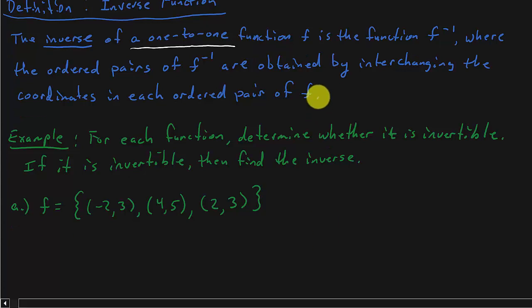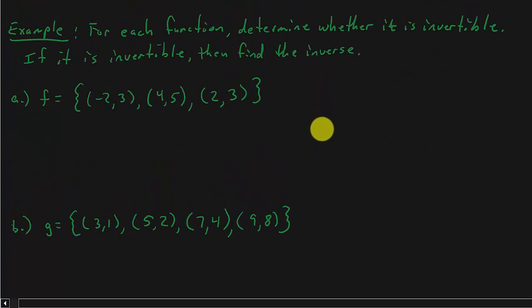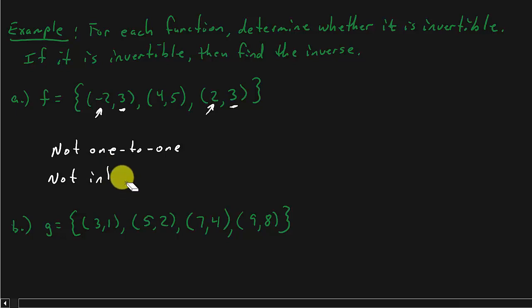All right. So let's look at this. So for each function, determine whether it is invertible. If it is invertible, then find the inverse. So to determine if it's invertible, we have to see if it's one-to-one. So remember, when we have a set of ordered pairs, well, you can see here, I have the same y-coordinate with two different x-coordinates. So this one is not one-to-one, so that means it's not invertible.